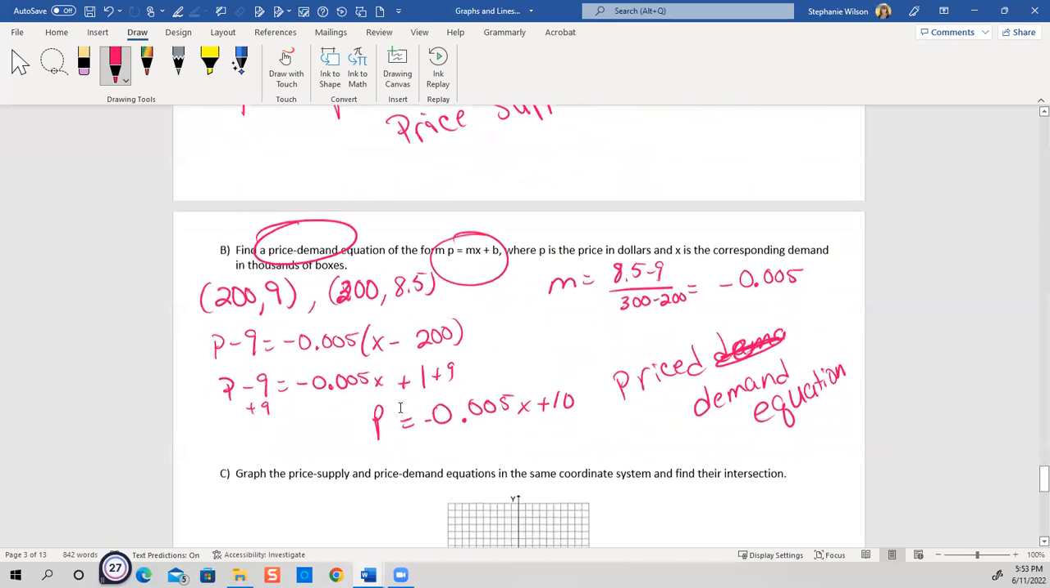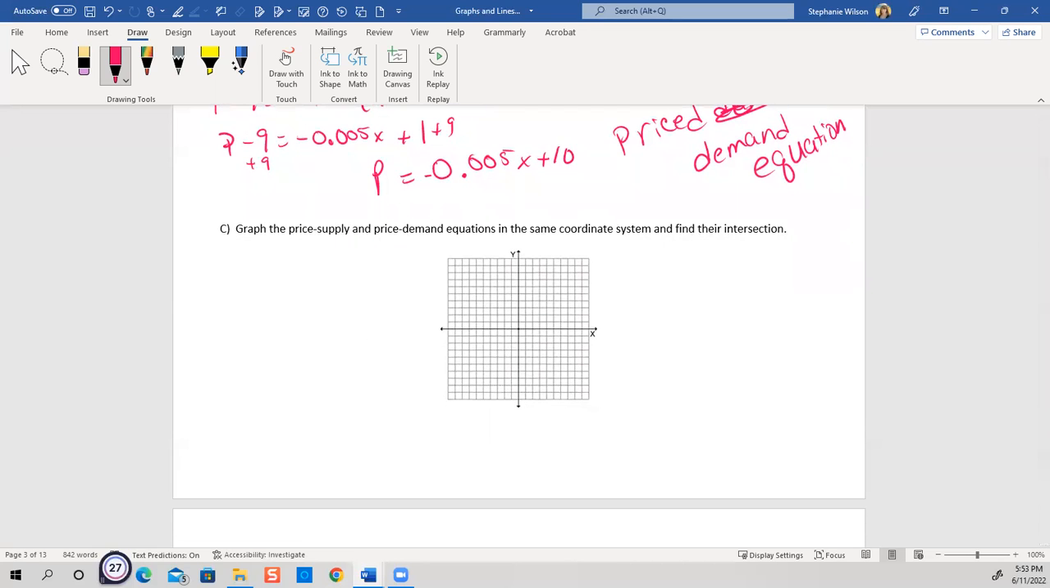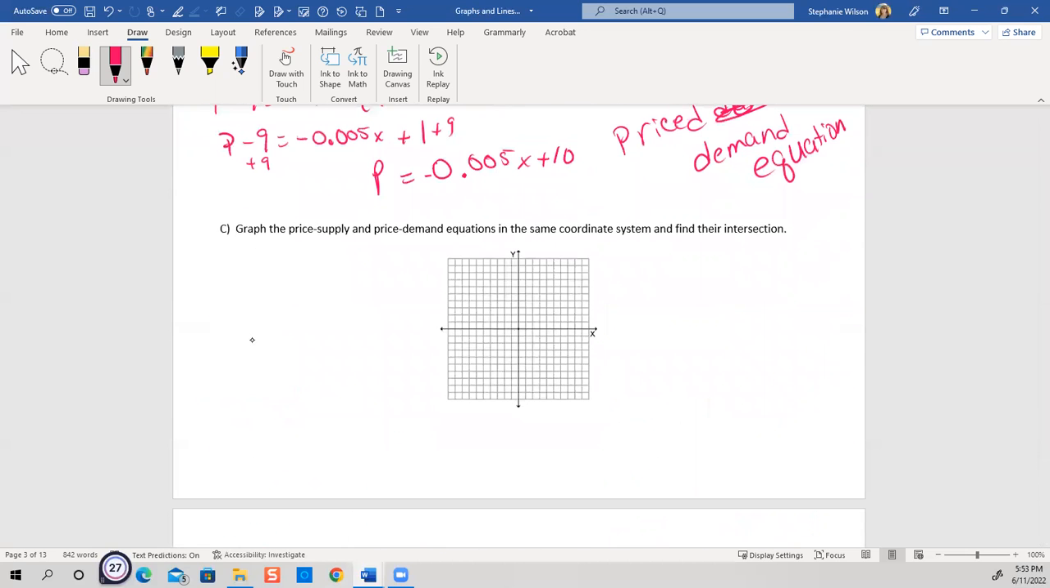So now we're going to go to C. It says graph the price supply and the price demand. So when I graph that, I'm going to have to go back and get my equations up here, right? This is good to have written down. So I got price supply, and then the price demand. And my graph is not really the best one. If you can find one of those sheets that is a whole sheet of graphing paper, I would encourage you to do that.